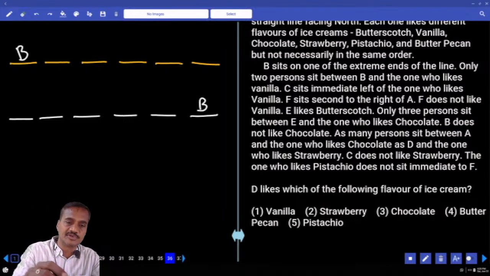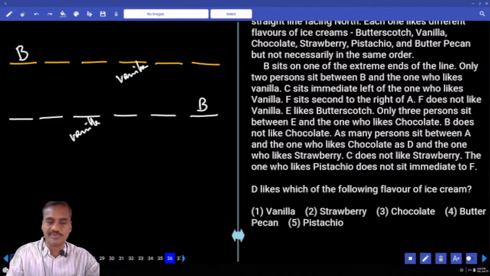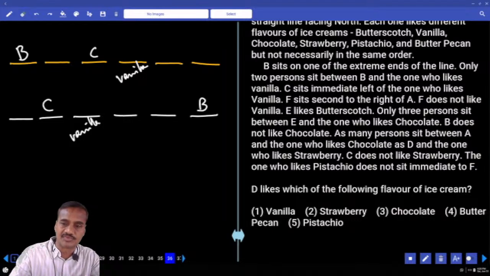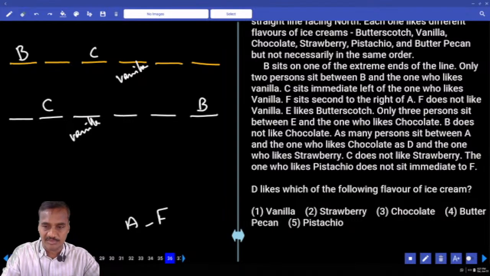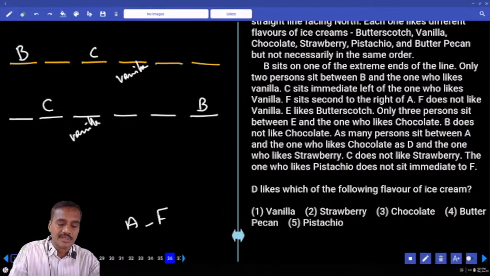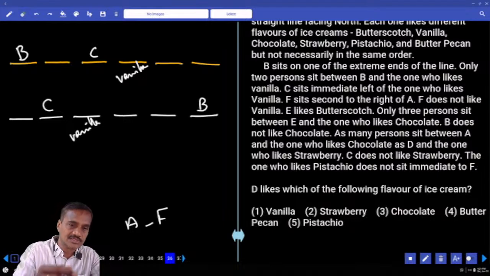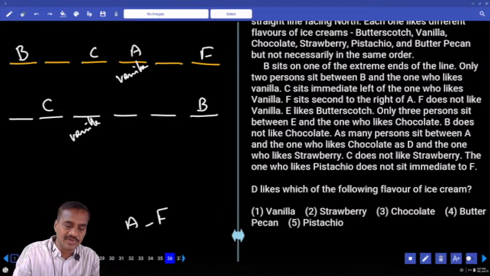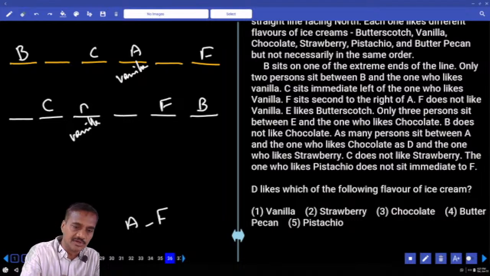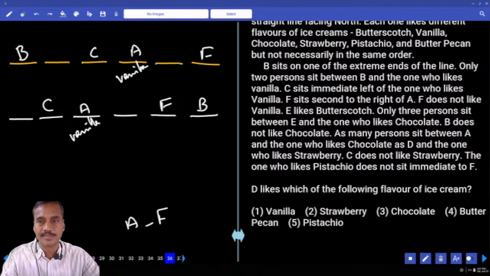And only 2 persons between B and the one who likes vanilla. Now B and vanilla, there must be exactly 2. And next one, C sits to the immediate left of the one who likes vanilla. And F sits second to the right of A, and F must be in the alternate places. And F does not like vanilla, hence in the first case, A is here, F is here. And in the second case, F does not like vanilla, hence F is here, A is here. And now in both the cases, A must like vanilla.